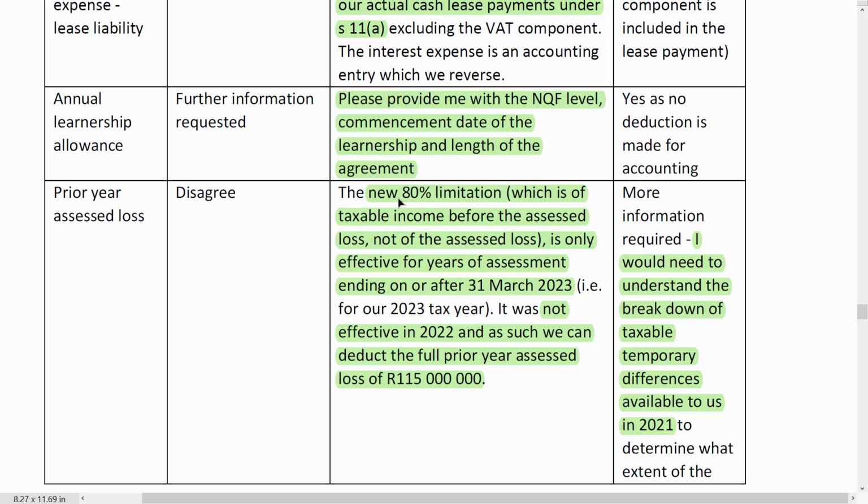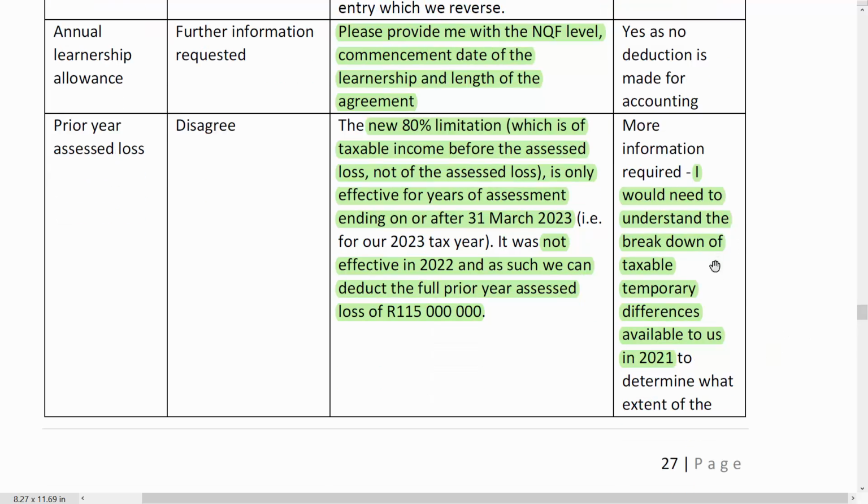On the prior year assessed losses, the candidate again picks up the error which Julio made and identifies that the 80% limitation is only applicable for the periods after the 31st of March 2023, and therefore, because we're dealing with the 2022 year of assessment, the full assessed losses would be deductible.